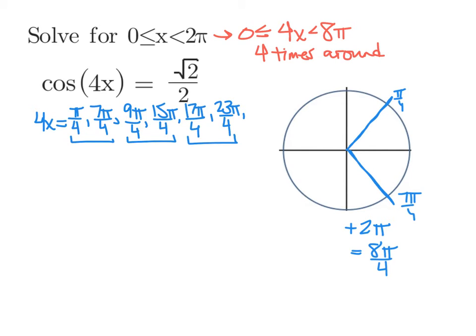For the fourth time around the circle, add 8 pi over 4 again. 17 plus 8 is 25 pi over 4. And 23 plus 8 is 31 pi over 4. There's our fourth time around the circle. Once we've gone around the circle 4 times, we'll go back to the beginning. We have to get that x alone, so divide everything by 4, which keeps all of the numerators the same and turns all of the denominators into 16.